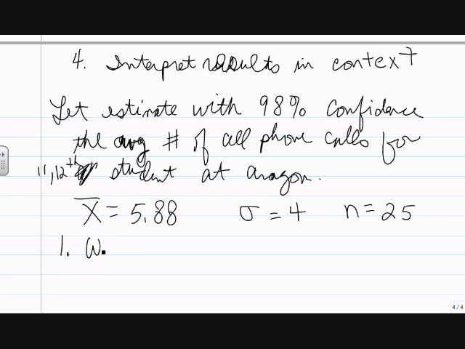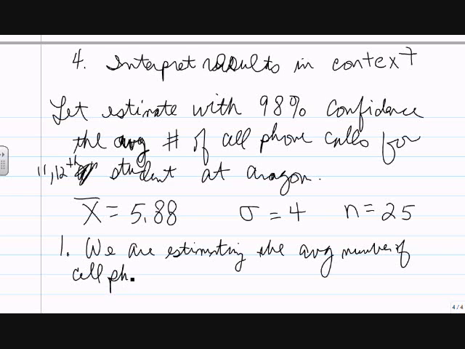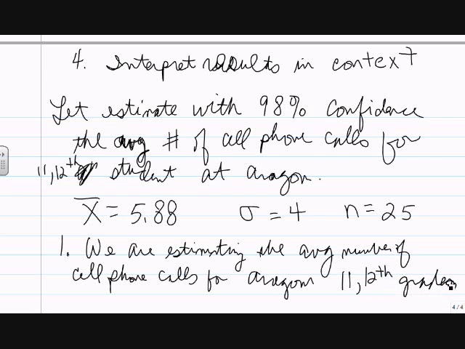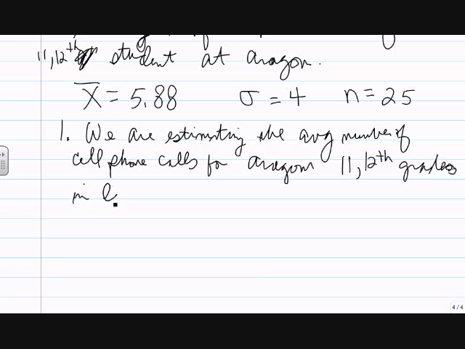All right. So step number 1, make sure you summarize what you're going to do. We are estimating the average parameter number of cell phone calls for Aragon, 11th and 12th graders, in the last 24 hours. Okay.